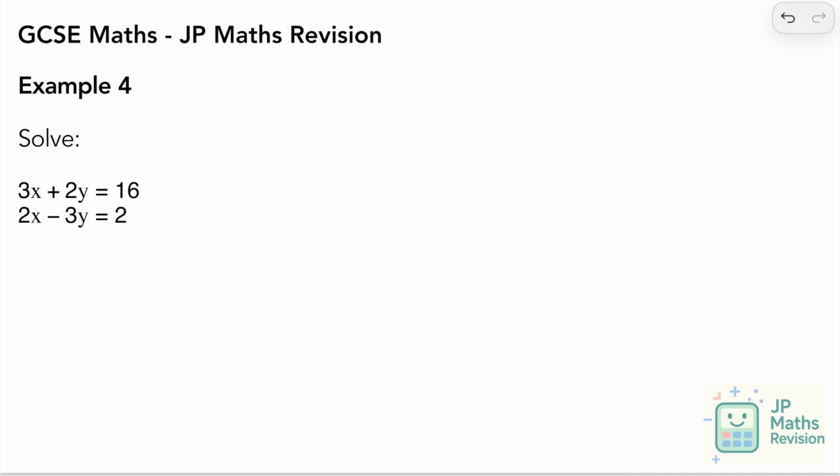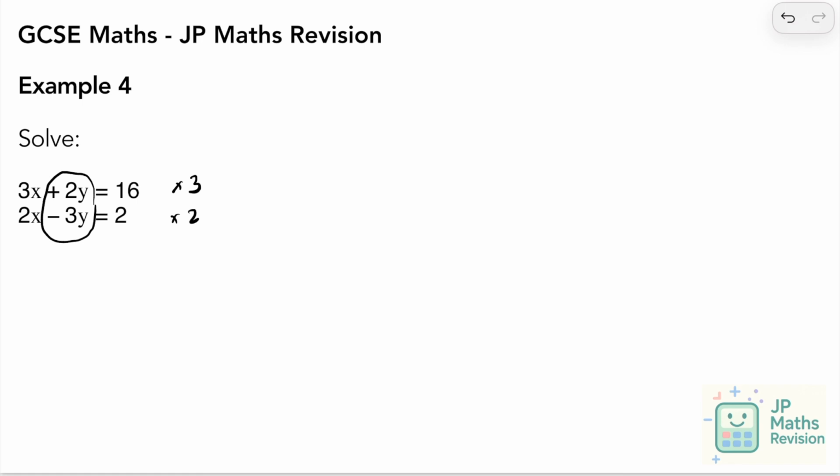Here's another example. We have 3x plus 2y is 16 and 2x minus 3y equals 2. The issue with these simultaneous equations is that we don't have a term that's the same in both equations. So we need to do something to make a term the same in both of them. If we focus on the y's, we need to make these the same. We've got a 2y and a 3y. So I know that if I times the top one by 3, so 2 times 3 is 6y, and the bottom one by 2, I end up with both y terms being 6y's.